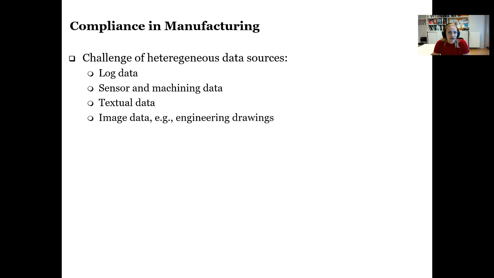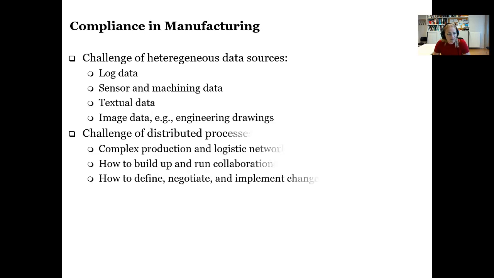So, compliance in manufacturing: I would say the challenge of heterogeneous data sources is prevalent here. Of course, we have log data, sensor machining data, textual data, and image data. The challenge of distributed processes is also prevalent here, so we have complex production and logistics networks. And of course, we have several questions to answer, such as how to build up and run such collaborations at all. And then if there are changes, this is the interface to the next topic of runtime adaptations and changes: how can we define, negotiate, and implement changes?